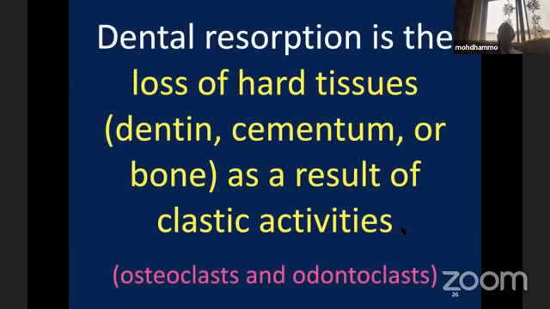When we talk about resorption, which is our topic today, we have to define resorption. It is the loss of hard tissues, dentine, cementum, or bone as a result of clastic activity. And when we talk about clastic, we mean the cells, osteoclasts and odontoclasts.